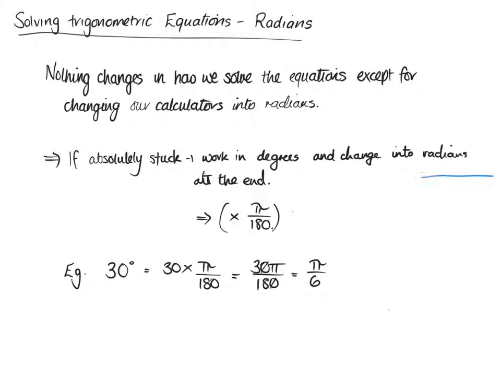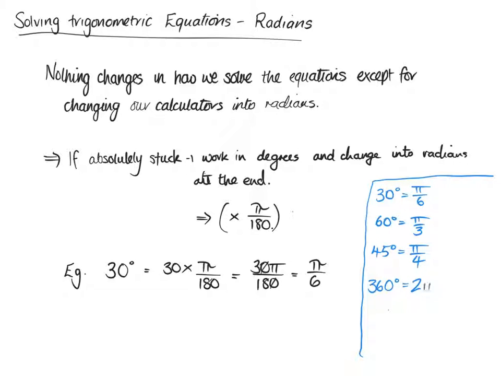Okay, so just a wee reminder of some of the radians that we should know over here. We should know that 30 degrees is pi over 6, 60 degrees is pi over 3, 45 degrees is pi over 4, 360 degrees is 2 pi, and 180 degrees is pi. And anything else is kind of a multiple thereof, knowing also that 90 degrees is pi over 2 and 270 degrees is 3 pi over 2.